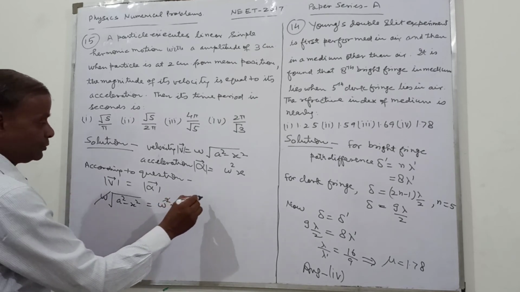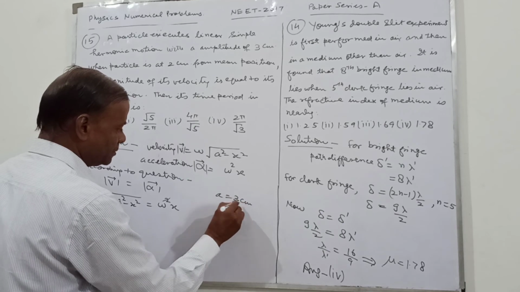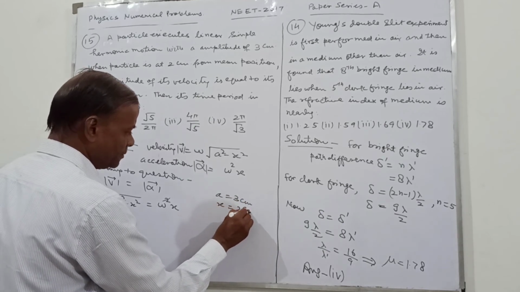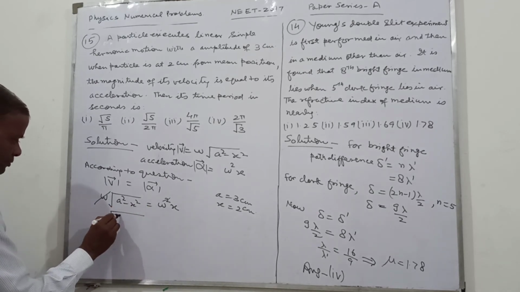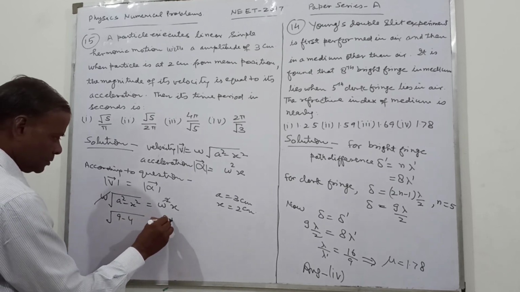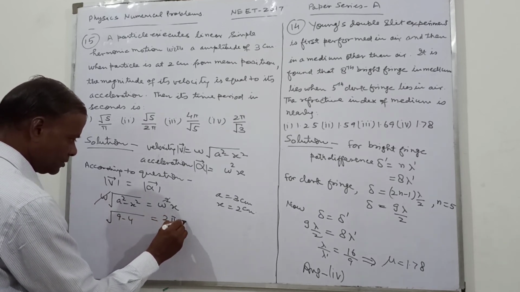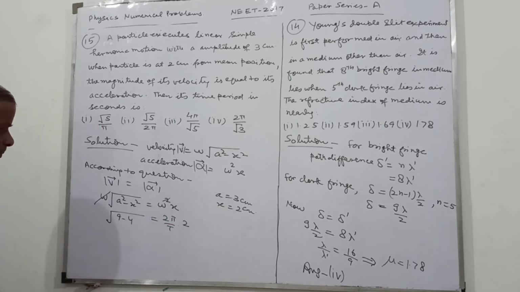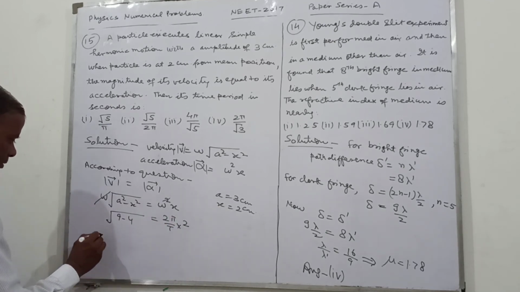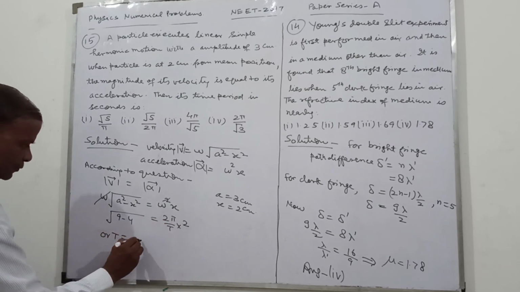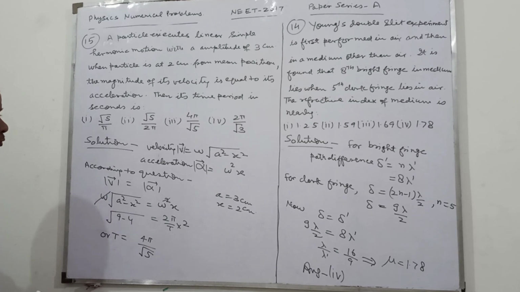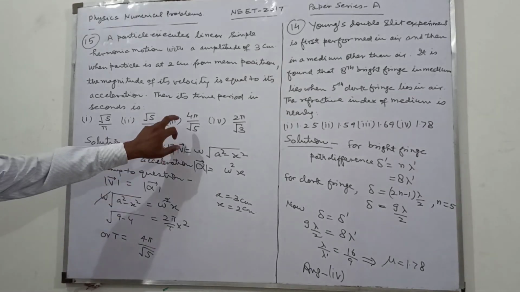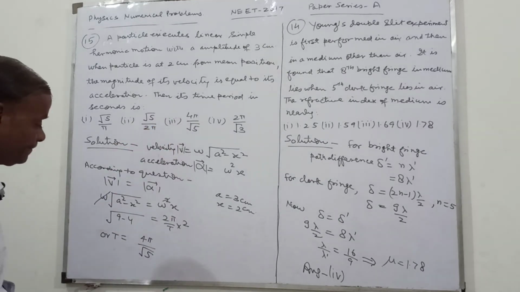So now a is given to you as 3 centimeter and x is given as 2 centimeter. Now you put these values, then a is equal to 3, so this is 9 minus 4 equal to 2 pi upon T, and x is equal to 2. So T equal to 4 pi upon root 5. It means the third option is correct. So our answer is the third.